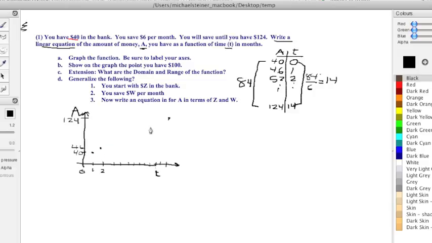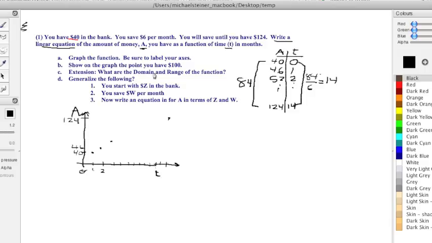We also wouldn't connect these points because these are discrete, just like it doesn't make sense to think about having a fraction of a month. I did not say that we would get any money halfway through the month. So this would be a discrete graph. That's going to play into other questions later.